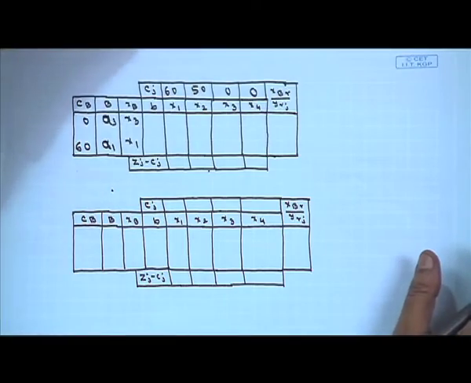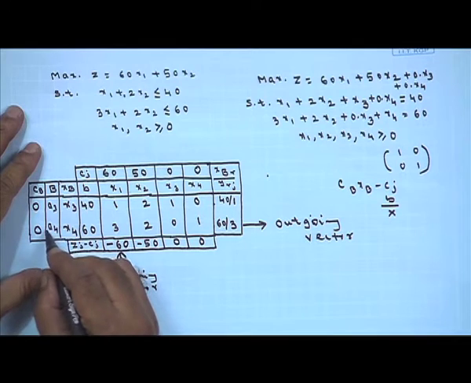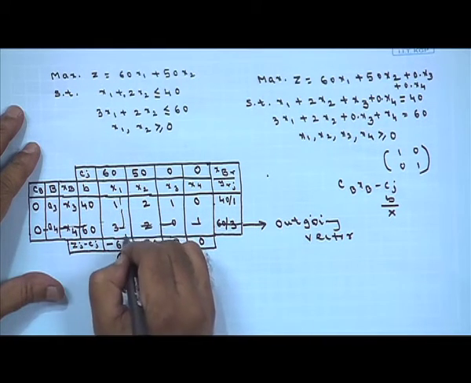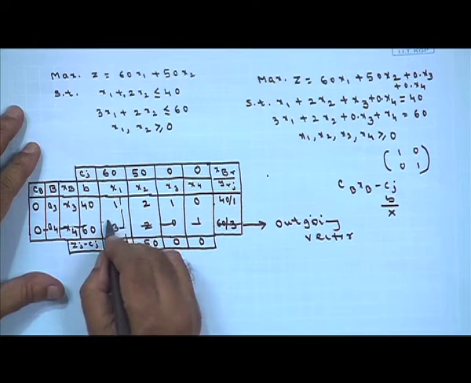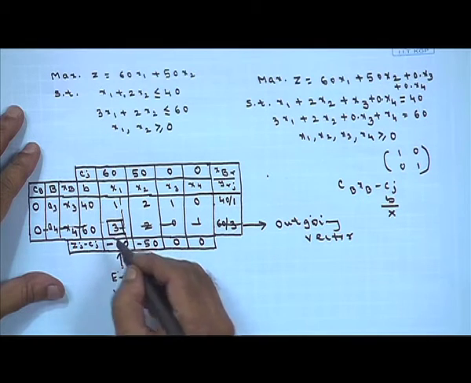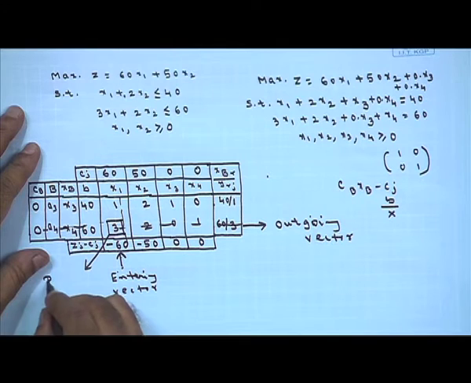Now, what I have to do: if you see this one, this is the departing variable, this is the entering variable. Wherever they meet, that point is known as the pivot element. This point we call the pivot element.